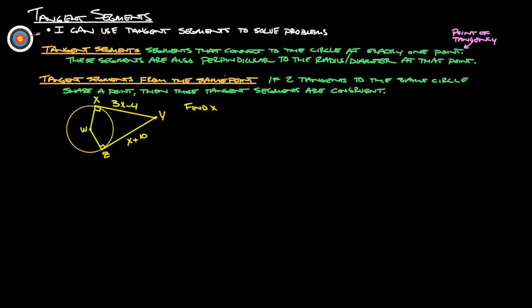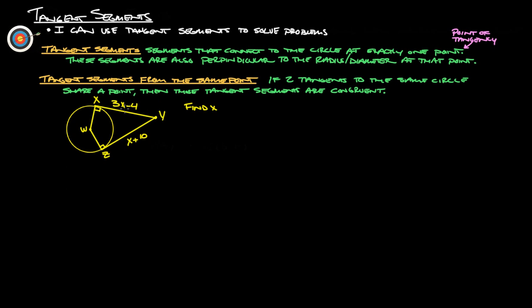Tangent segments from the same point, so in this case point Y: if two tangents to the same circle share a point, then those tangent segments are congruent. So this is a tangent segment here, YZ, and then YX is also a tangent segment. Since they share this point Y, this segment here and this segment here have to be congruent.